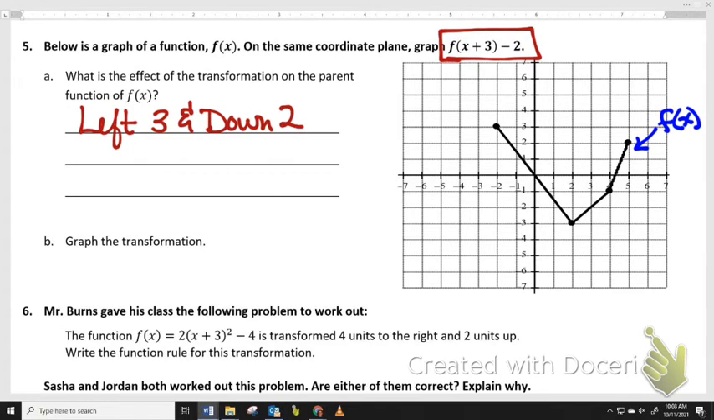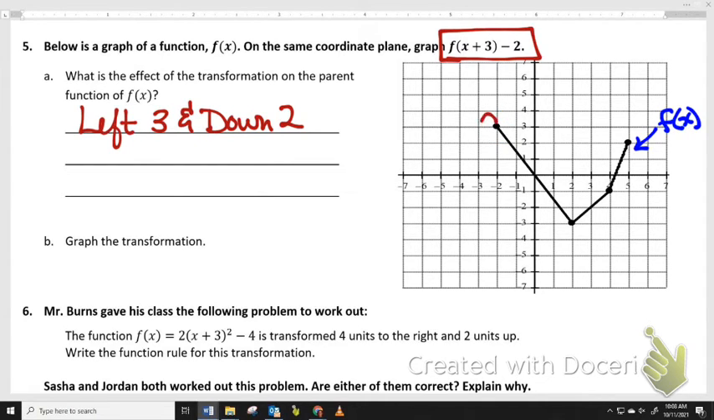Left 3 and down 2. So now I'm going to take all those points that I see on the graph, and I'm going to make them do just that. I'm going to make them go left 3 and down 2. So this point right here, I'm going to grab it and bunny hop it, left 3 and down 2. Hold on. We can choose which point we want to start at? We're going to move all the points on that parent. So yeah, you can pick which one you want to start at.